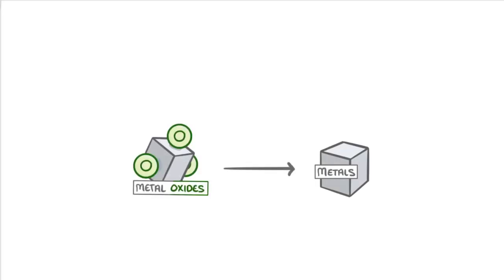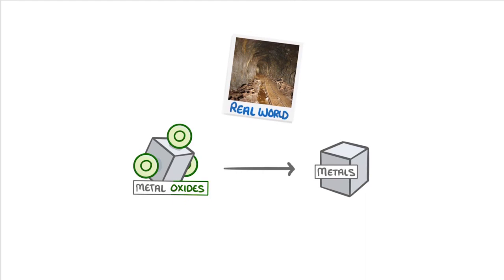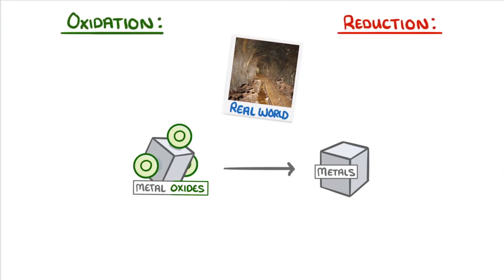In today's video, we're going to look at how we separate metals from their oxides, which is how we typically find them in the real world. First though, we need to cover the terms oxidation and reduction.